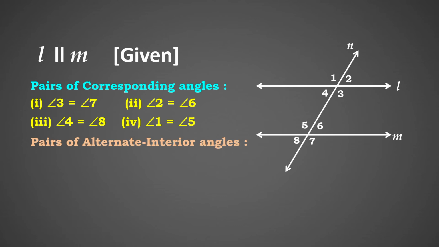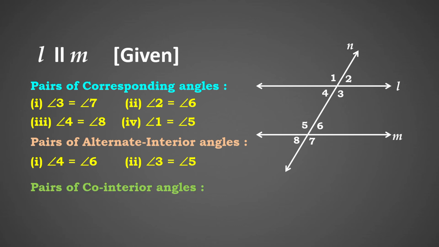Pairs of alternate interior angles: angle 4 equal to angle 6, angle 3 equal to angle 5. Pairs of co-interior angles: angle 3 plus angle 6 equal to 180 degrees. Angle 4 and angle 5, if we add, that gives you 180 degrees.